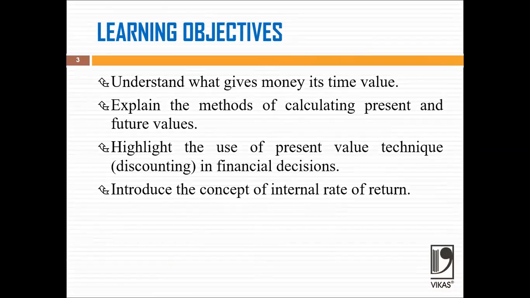First, understand what gives money its time value. We discuss the worth of money based on time. Second, explain the methods of calculating present and future values in association with time. Present is today; future is in forthcoming years. Third, highlight the use of the present value technique, discounting, in financial decisions. And introduce the concept of internal rate of return. So these are the learning objectives of this chapter.